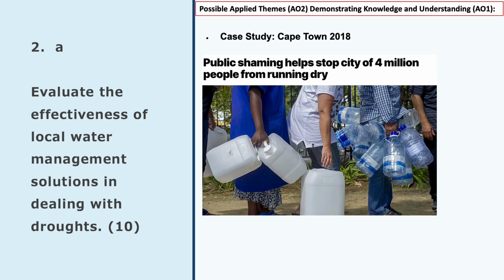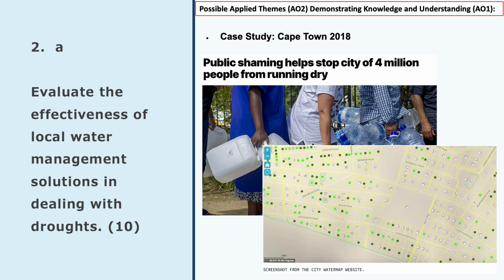We also looked at some of the more controversial proposals for dealing with the Cape Town water crisis. Public shaming. So the city of Cape Town actually published a website that would tell every person how much water their neighbors were using, and used colors to kind of shame who was the most wasteful when it came to their water, who was using the most water in the neighborhood. And so people could actually kind of pressure each other or feel pressured to reduce their water usage.